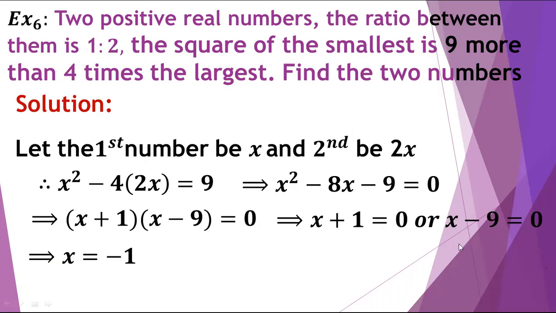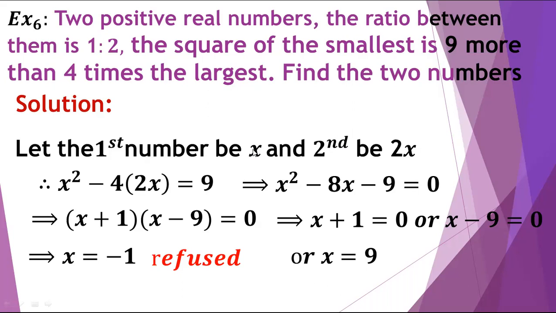And the other equation, negative 9, we can move it to the other side with positive sign. So x is going to be 9. x equals 9. Here, x equals negative 1 is refused because we need positive real numbers. We don't need negative real numbers. Since x equals 9, now we can find the first number, x, and the second number, 2x.